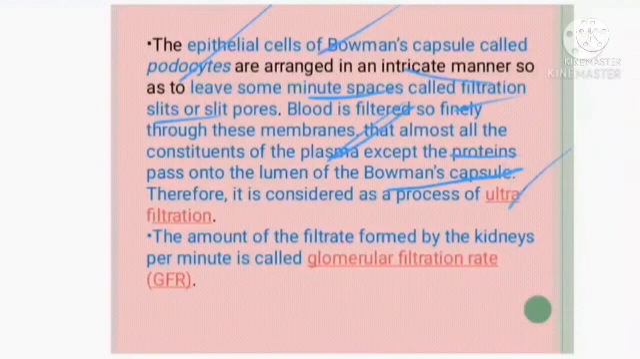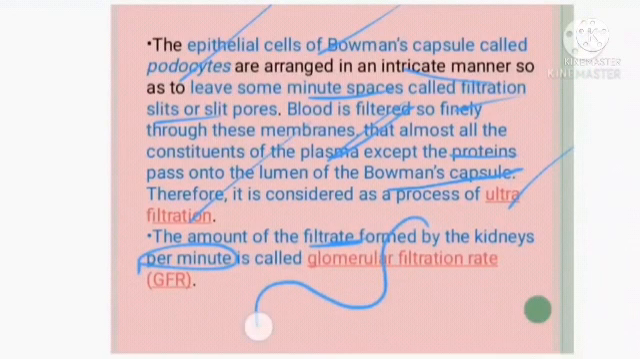This process is called what? Ultrafiltration. Per minute, how much filtrate is produced in the Bowman's capsule is called the glomerular filtration rate. So what is GFR? It is the glomerular filtration rate, which means how much filtrate is collected in the Bowman's capsule per minute.